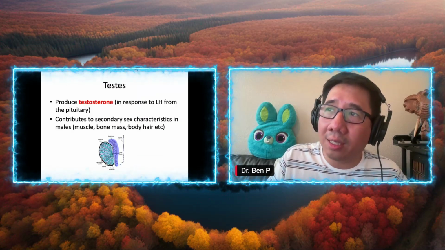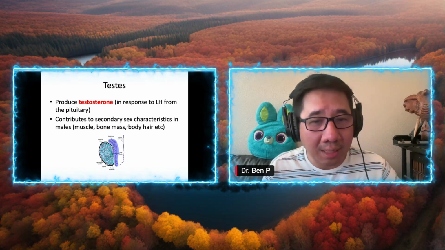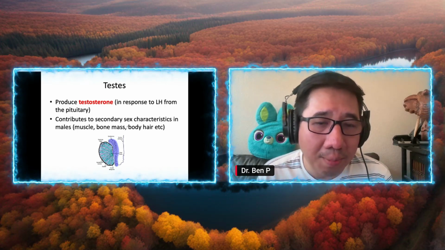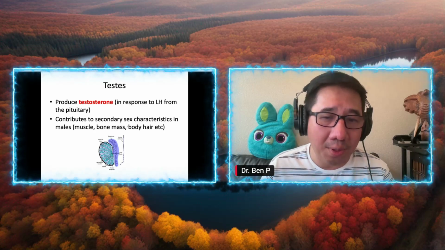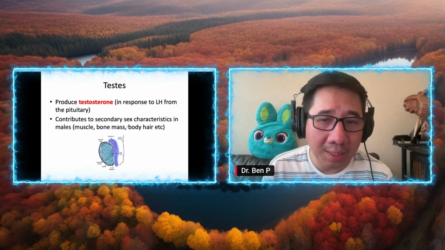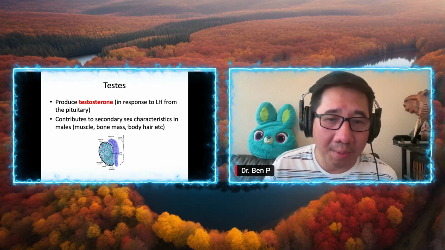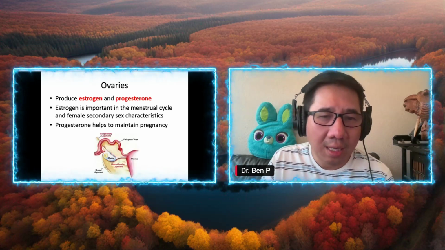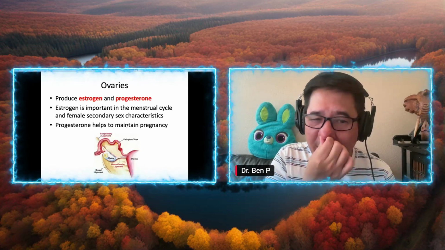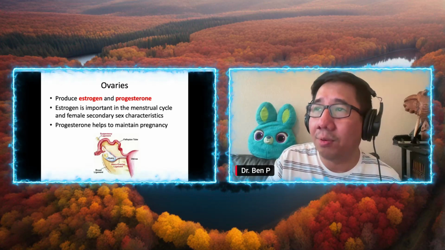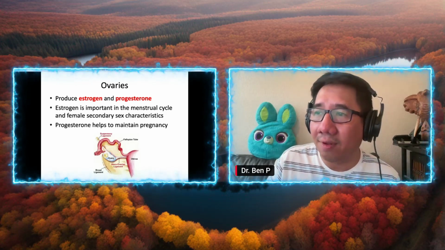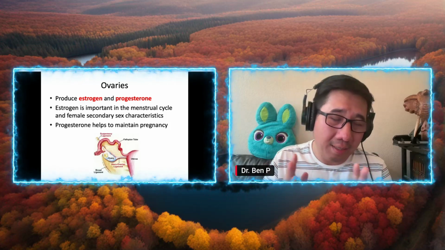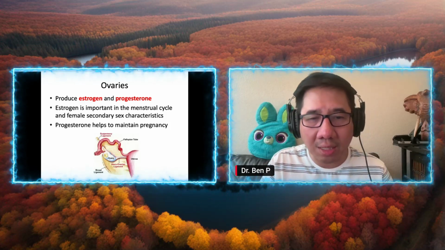Testes produce testosterone and also estrogen as well, but mainly it's testosterone that helps with puberty, helps with male sperm production, and also secondary characteristics. The ovaries produce estrogen and progesterone, and help with women's ovulation and also uterine wall production as well.